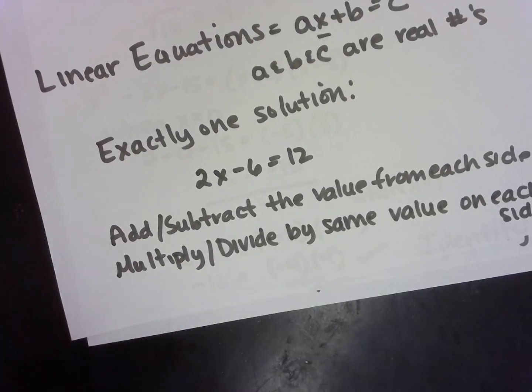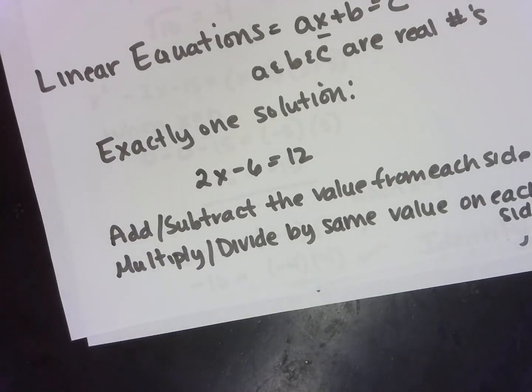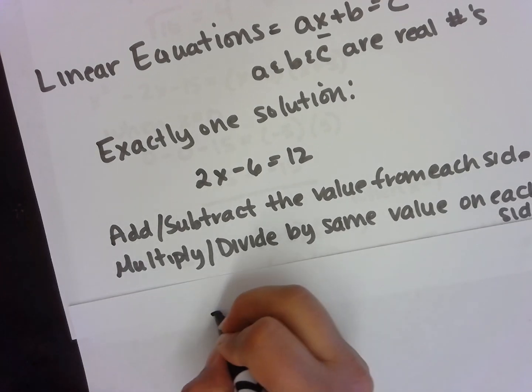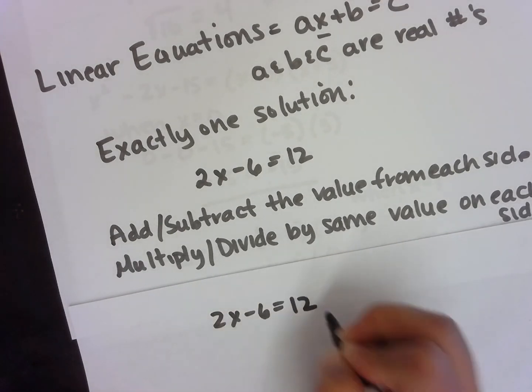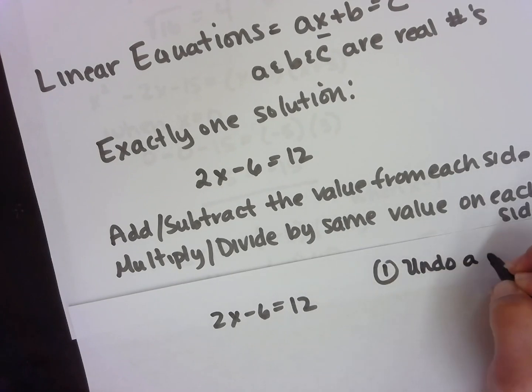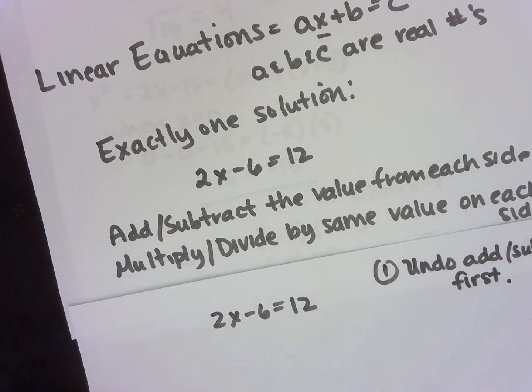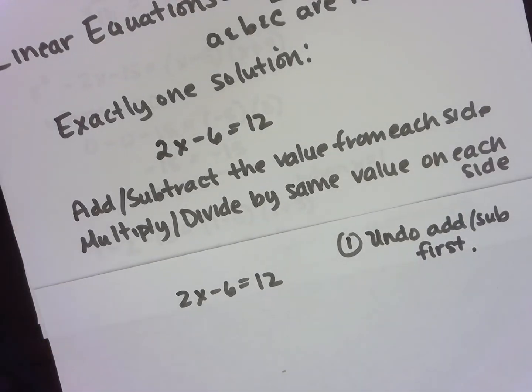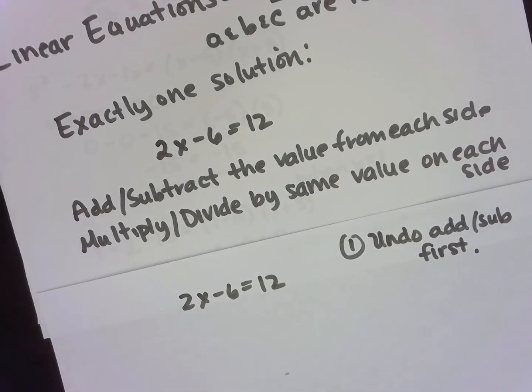All right, so let's look at this and we'll see what happens here. We'll use these ideas. The idea is to basically get x by itself. So if I start with 2x minus 6 equals 12, we always want to undo any addition and subtraction first. That's because when we are going forward with our operations, we always multiply and divide and then add and subtract. So when we're going backwards, we add and subtract first.